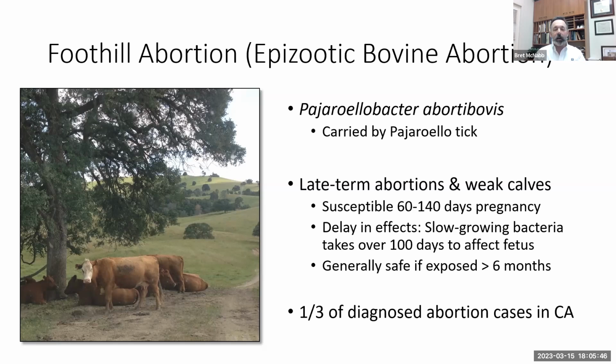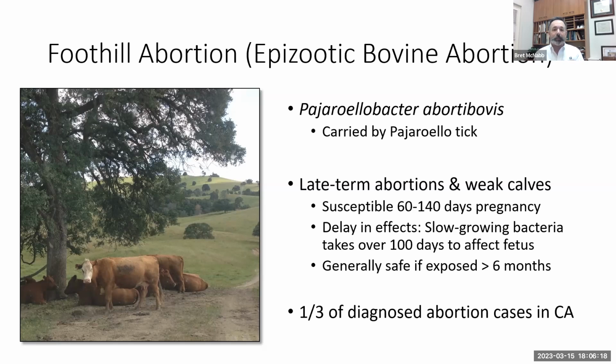Very classically causing late-term abortion and weak calves to be born. So we know there's a window of susceptibility during pregnancy, very classically between 60 to 140 days. But the sweet spot, if you really look at when most cows are most susceptible, is about 100 to 110 days. So that's about 3.5 months along in pregnancy when the cow is exposed to the tick that has enough bacteria to start causing problems.